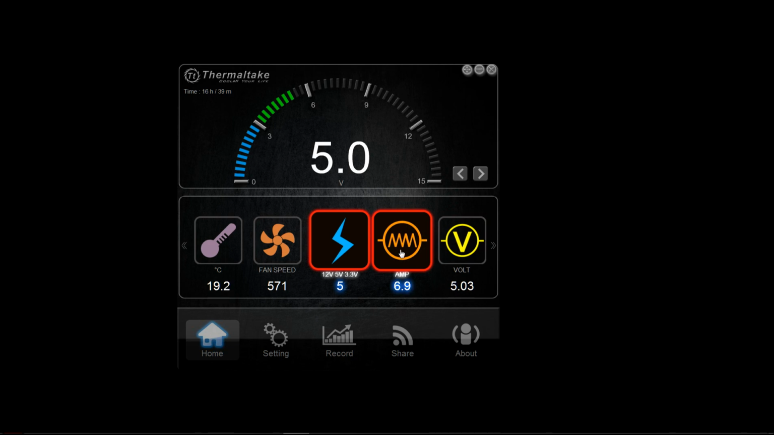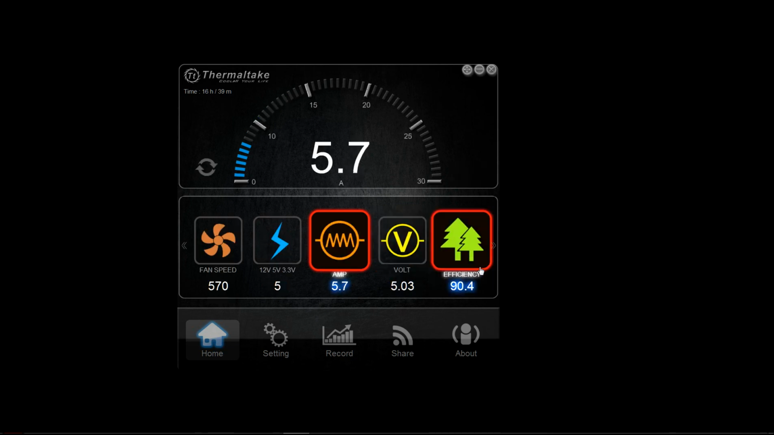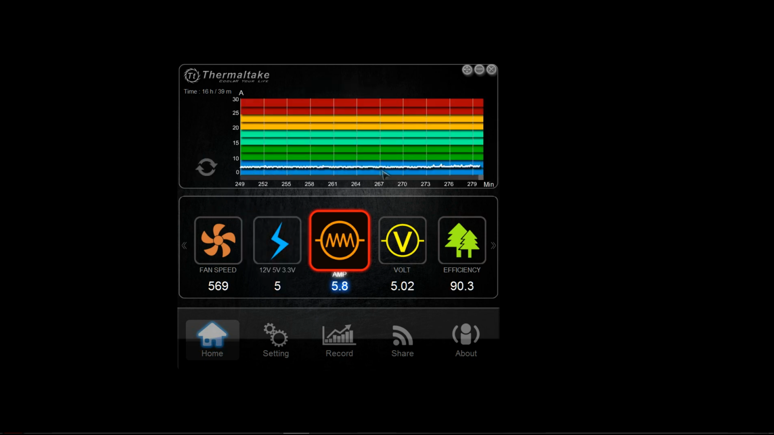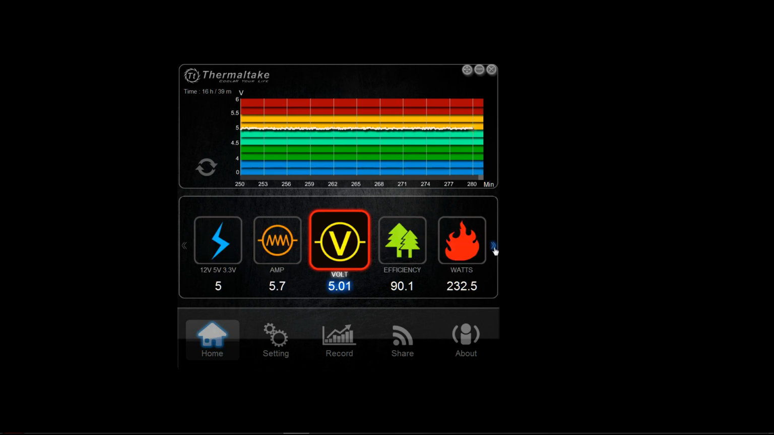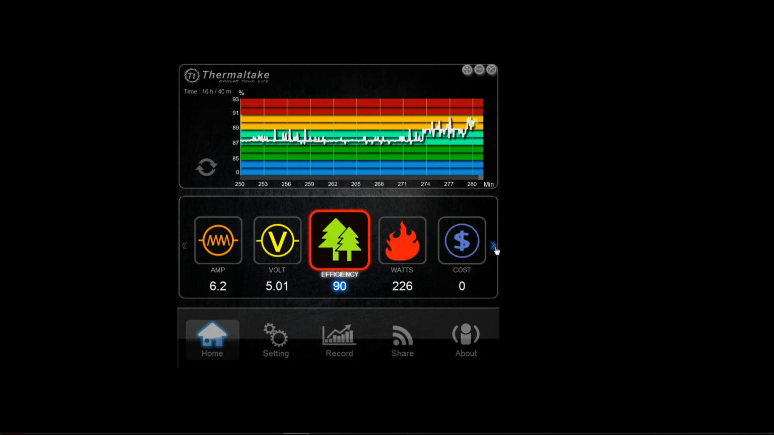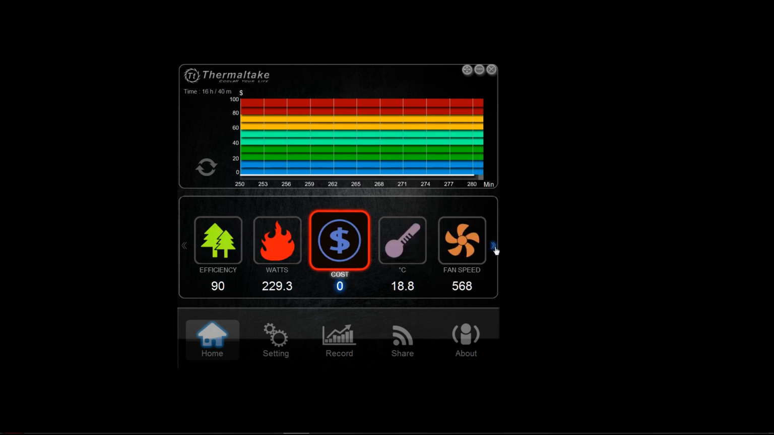Go over here, we can look at amps and switch that so you can get like a history. Your efficiency, which normally as you put the supply under more load, the efficiency goes up. So currently, doing this video and everything, as you can see, about 200 watts. Where am I going here? Let's go back over here for a second.